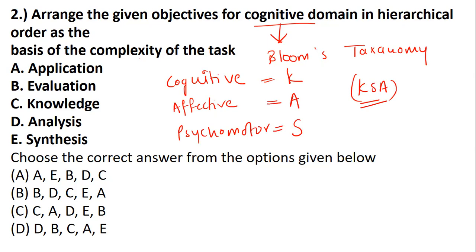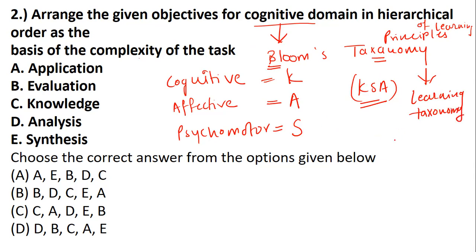Now, before we go ahead, let's understand that these particular domains, as I said, come under Bloom's taxonomy. Taxonomy is nothing but principles. Principles of what? Principles of learning. It is also known as learning taxonomy. In other words, it will be called learning taxonomy. The meaning is that here you need to achieve the goals of learning.